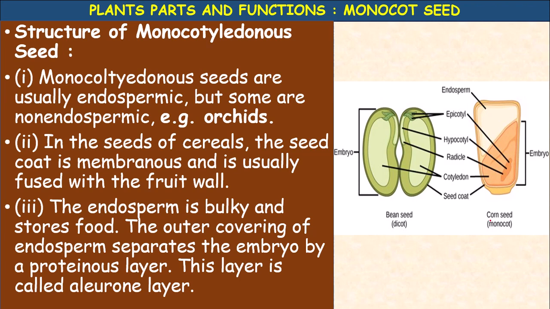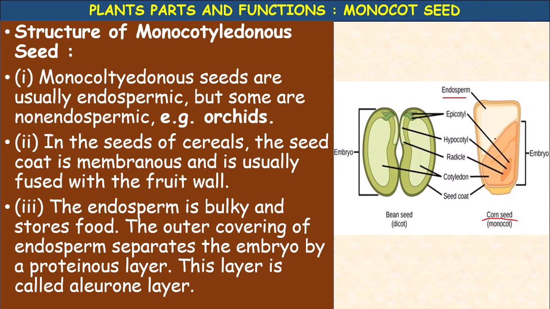An example for monocot is the corn seed, maize. It is an endospermic seed. Endosperm is present. The embryo consists of the same parts, epicotyl, hypocotyl, radicle. Here only one cotyledon is present. There, two cotyledons are present, and that is a dicot seed. Whereas a monocot seed consists of only one cotyledon.